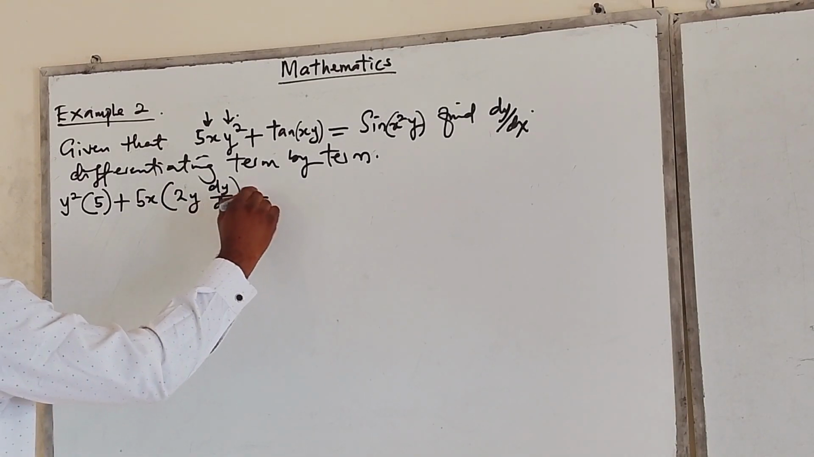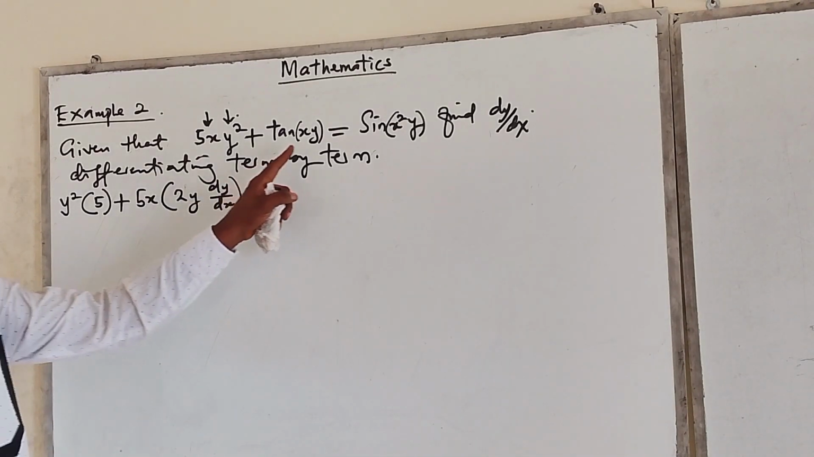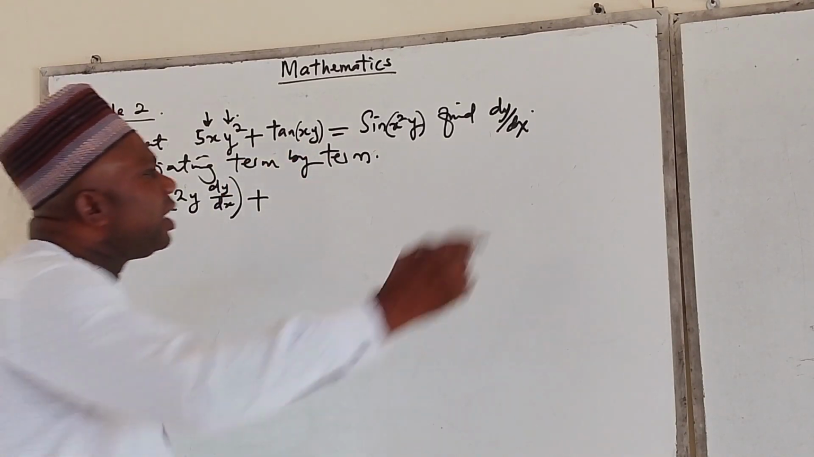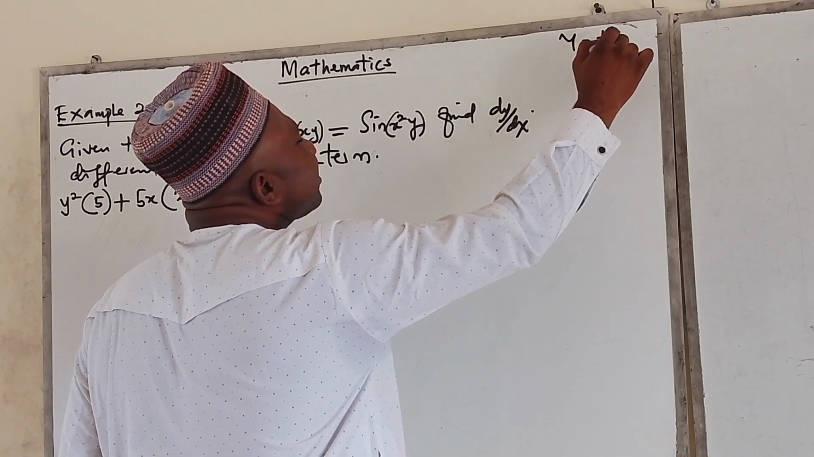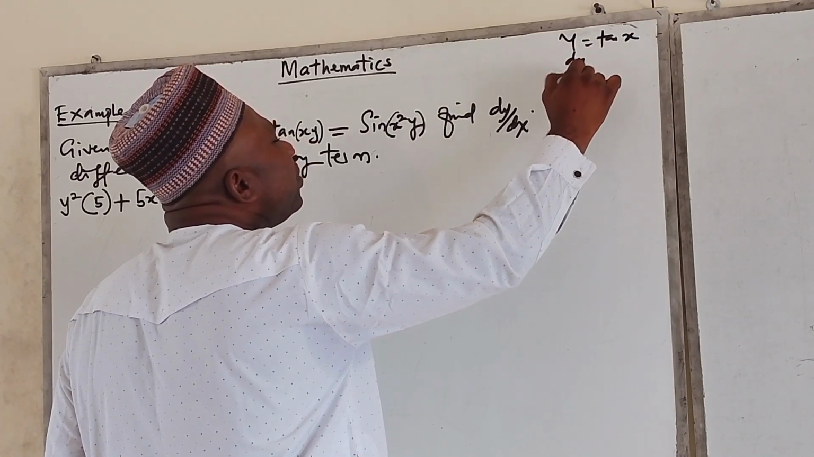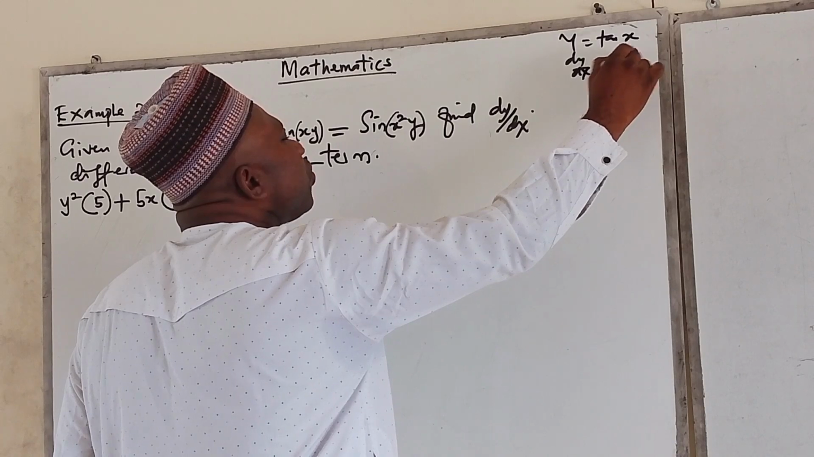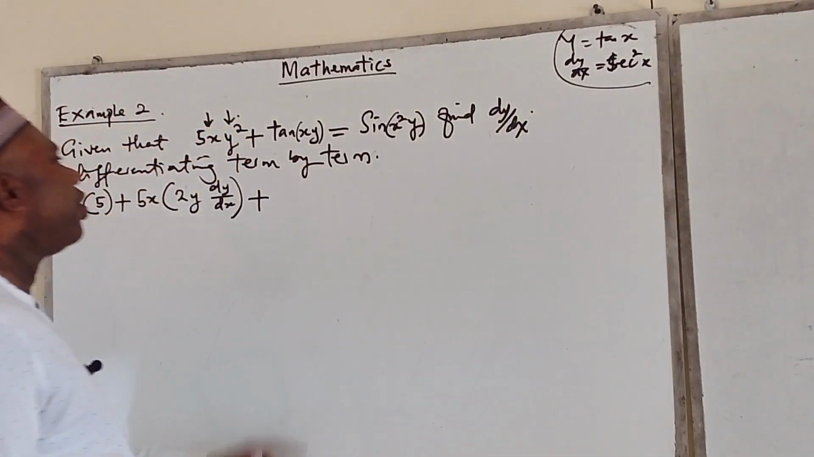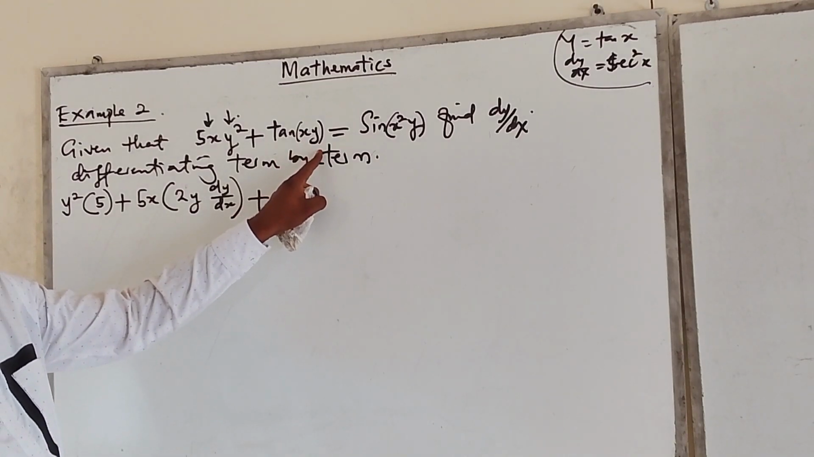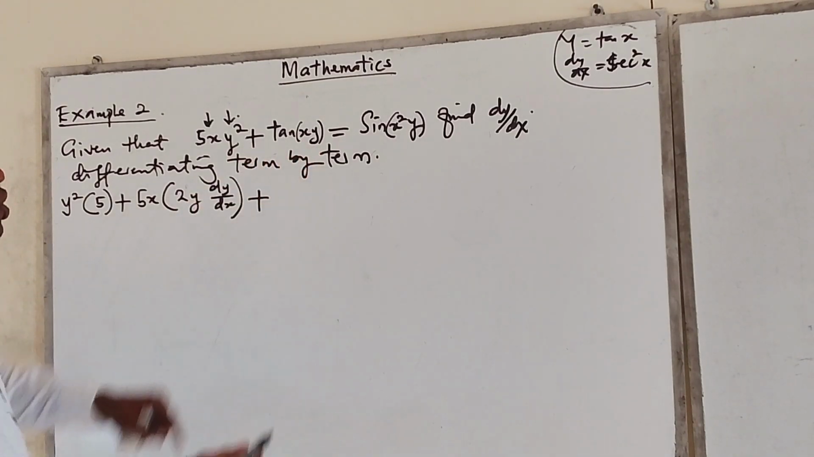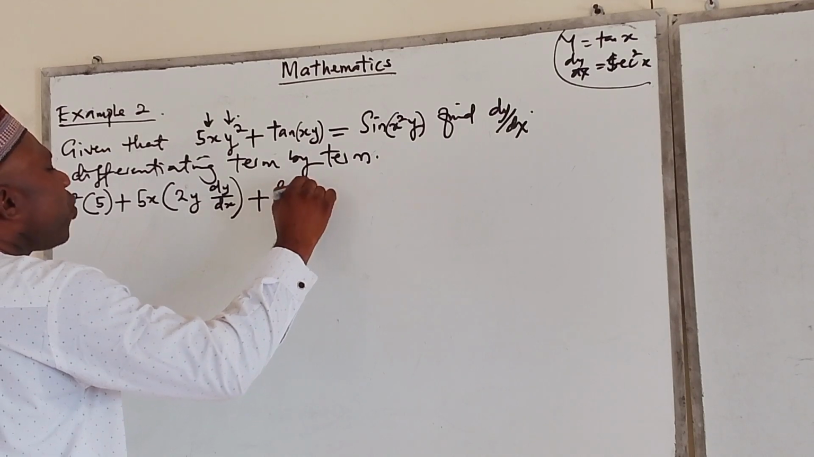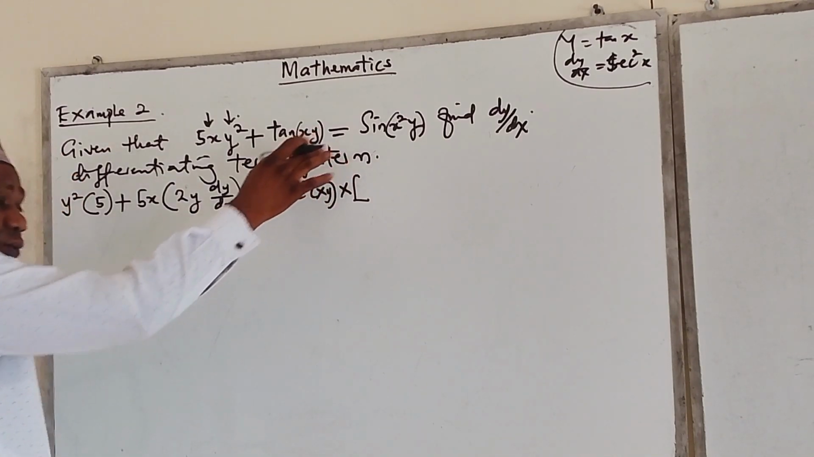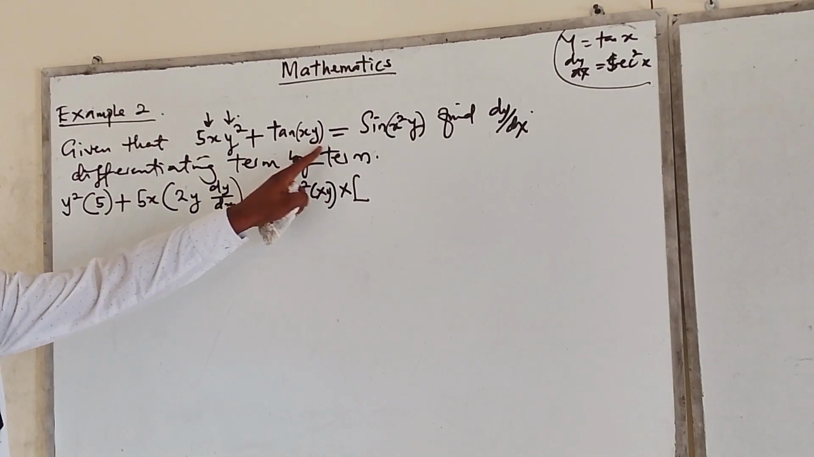Then plus. Now this is actually a function of x and y. Remember we said if y is equal to tan x, then dy over dx will give us sec squared x. But in this case, you will see that here we have xy as the function. So to differentiate this, you have sec squared xy, then you times it by the derivative of this function, the derivative of xy.